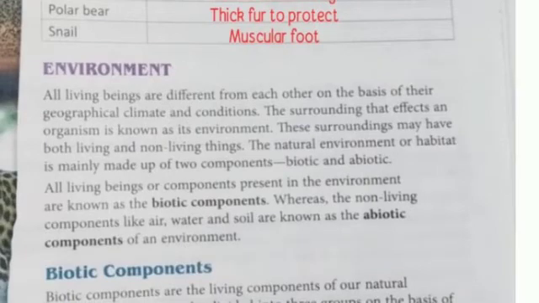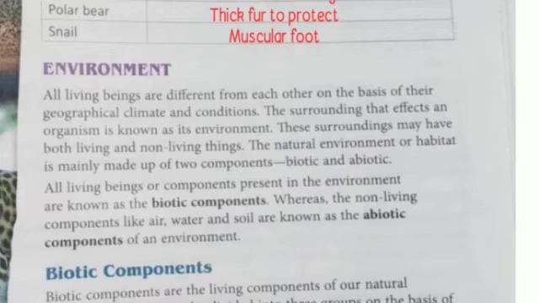Now come to environment. What is environment? All living beings are different from each other on the basis of their geographical climate and condition. Means living beings, you just imagine a picture arising in your eyes. Means there is a specific design of all the plants and animals. The surrounding that affects an organism is known as its environment. जो आप देखते हो अपने चारों तरफ, that is environment. The surrounding that affects an organism is known as environment.